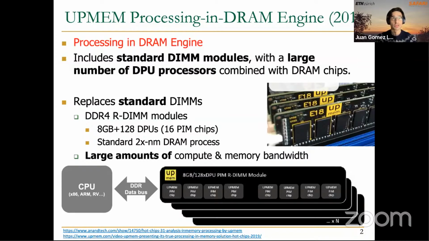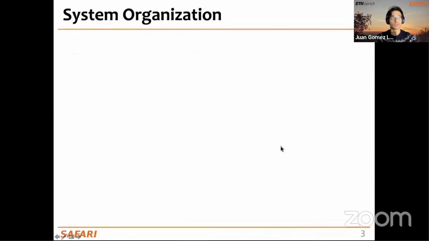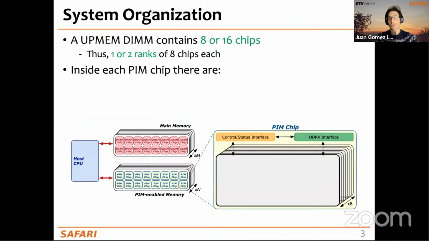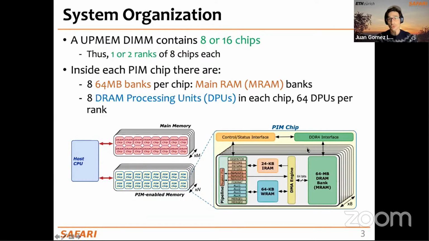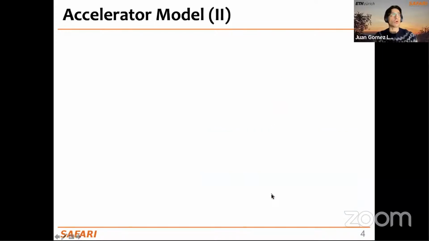As you may remember, it's composed of DRAM DIMMs, including several chips. And in these chips, we find different memory banks. As you can see, 64 DRAM banks called MRAM, and then attached to each of the banks, we have a DPU or DRAM processing unit. The DPU is composed of a pipeline of 14 stages, and then two SRAM-based memories. One is for instructions, and the other one is for operands.